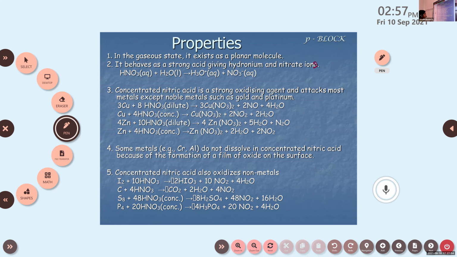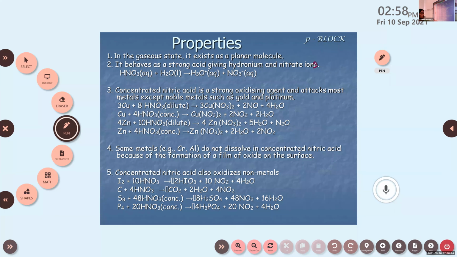Then the third one: concentrated nitric acid is a strong oxidizing agent and attacks most metals except noble metals such as gold and platinum. Okay, that is not noble gases. Here it is noble metals such as gold and platinum. So concentrated nitric acid will react with metals to form certain products except gold and platinum, and it will act as a strong oxidizing agent.